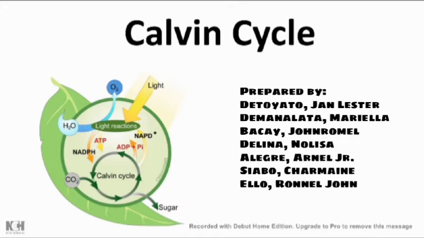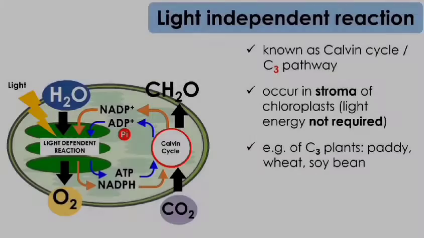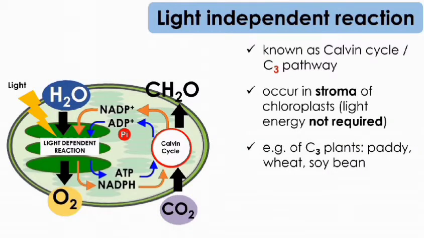Good day, everyone. In this video, we are going to discuss the topic of the Calvin cycle. The second part of photosynthesis is the light-independent reaction, also known as the Calvin cycle. The Calvin cycle takes place inside the stroma of the chloroplast, and the process does not use energy from the light.